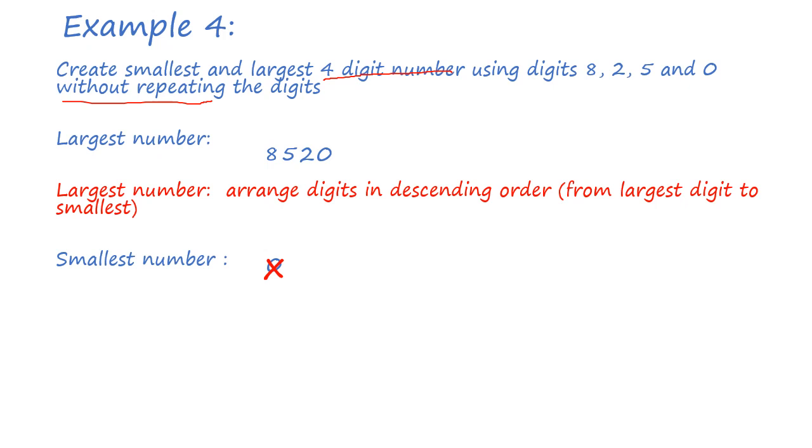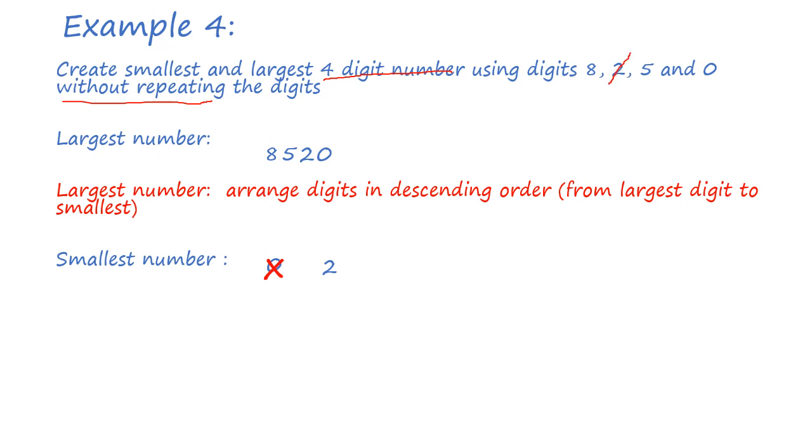from the remaining 3 non-zero digits, the smallest digit among the remaining digits. So from 8, 2 and 5, 2 is the smallest digit. So I'll put 2 at the thousands place. And since I cannot repeat the digits, I'll have to scratch 2.